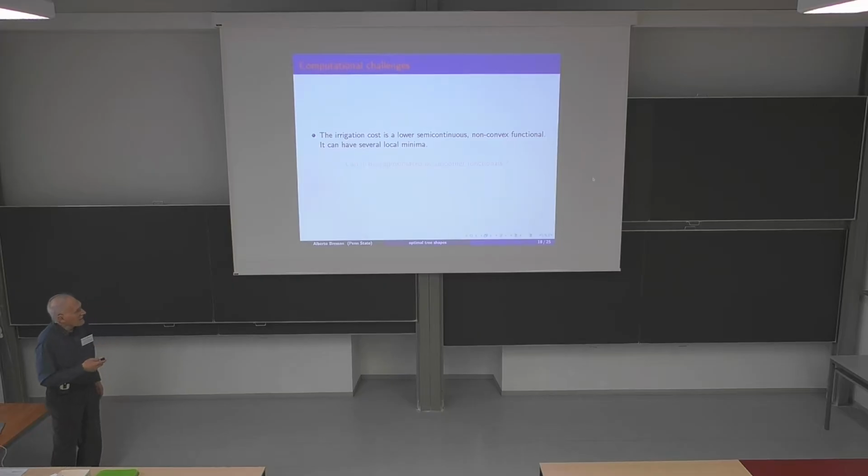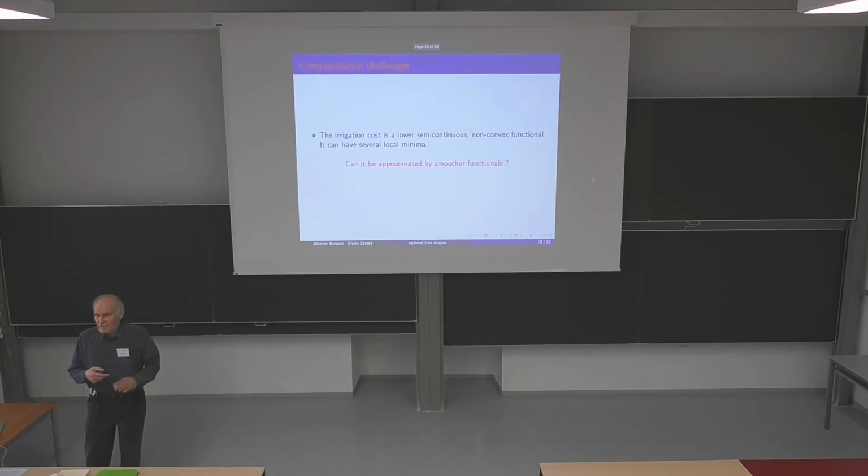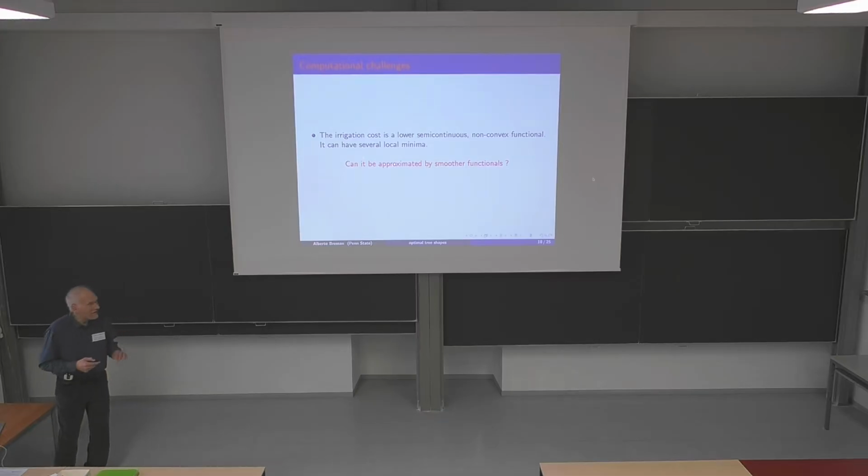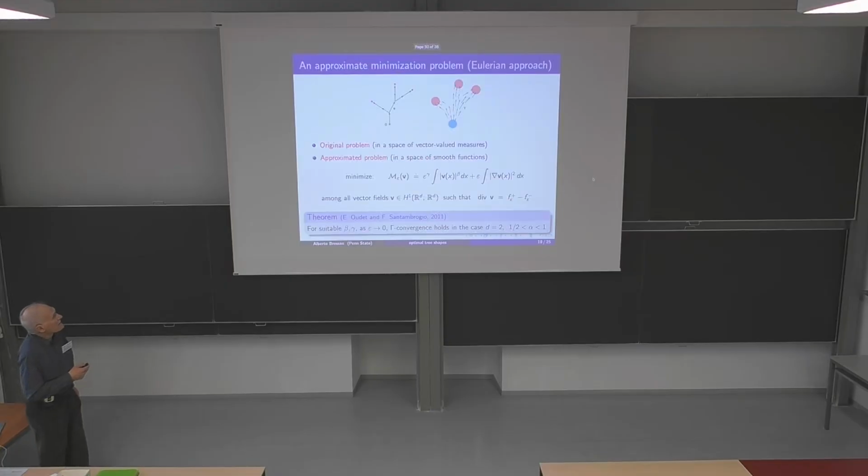computational algorithms. So first, let me say that this is a very tough numerical problem, not only analytically, but I would say numerically it's harder. And the problem is that the irrigation cost is lower semi-continuous, so it's not even continuous, and it's non-convex, so it might have a lot of local minima. So you don't want to get stuck immediately in one of these hundreds of local minima. Okay? So how can we approximate with smoother functionals?